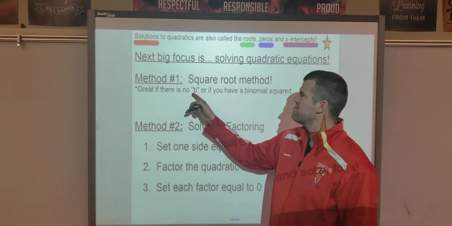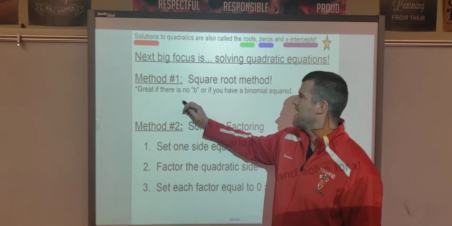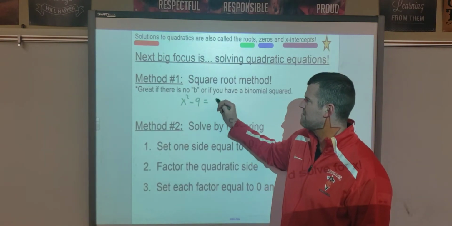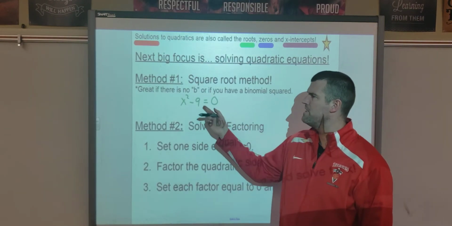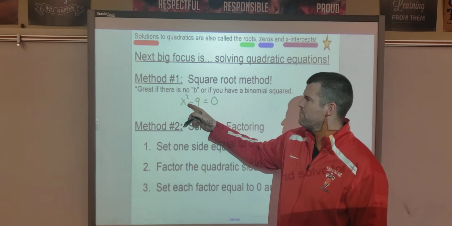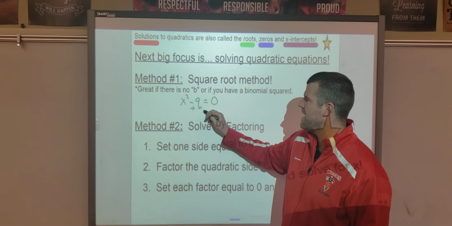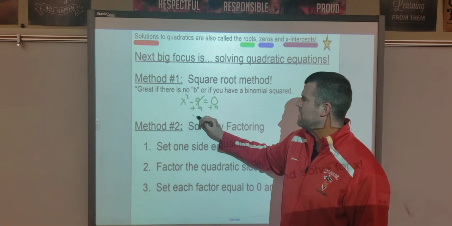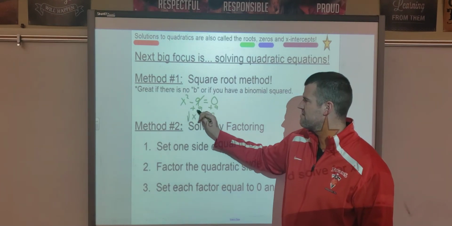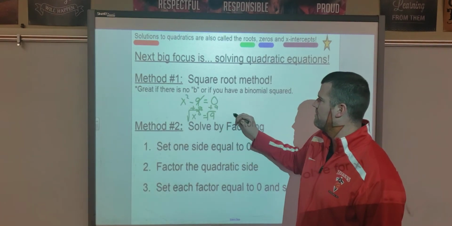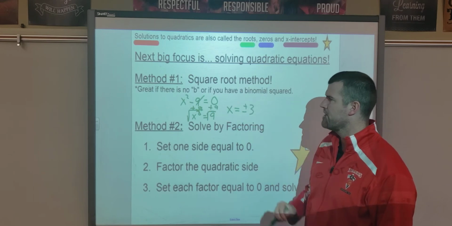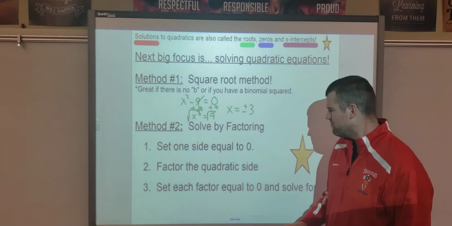So for example, if there's no b value, like let's say we had x squared minus 9 equals 0. If there's no b value, this would be an easy one for the square root method, because you might remember that's where we get the x squared alone. So I could add 9, and then I have x squared equals 9, and then to undo the squared, we take the square root, and that was where we got not just 3, but we get plus or minus 3, right? So we had problems like that.